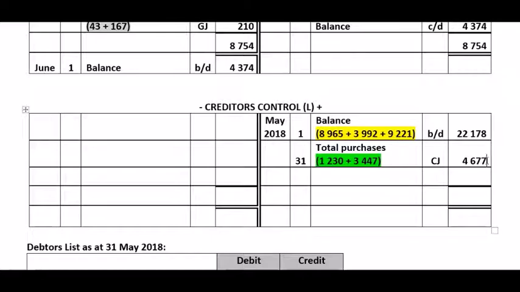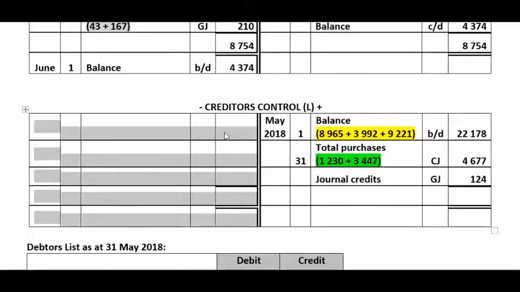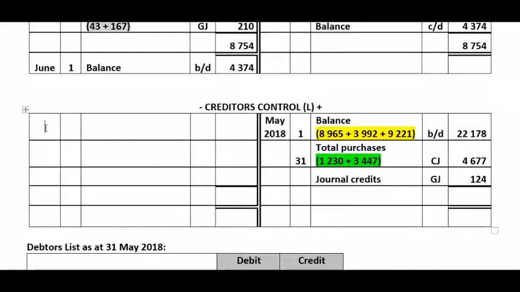Then I also noticed that there was one GJ entry on the credit side of the creditor's ledger. It was in Abram Dealer's account on the 13th when we were charged interest. Okay, so that would be journal credits from the GJ, 124 rand. And then when I looked at all of the debit entries, I first dealt with the CPJ.